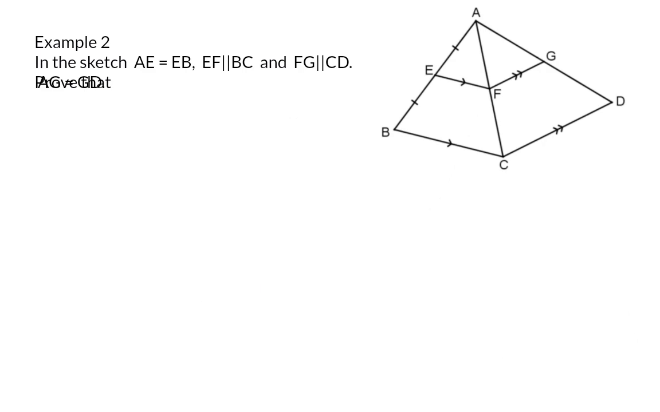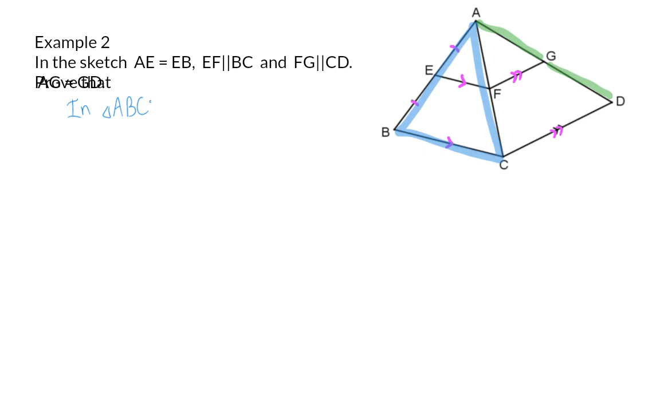Example 2. In the sketch, AE is equal to EB, EF is parallel to BC, and FG is parallel to CD. So here you can see that in the triangle on the left, triangle ABC, we have enough information to use the converse midpoint theorem. In the triangle on the right, we do have parallel lines, but not yet enough information for a theorem. So even though the question is to prove that AG is equal to GD, I'm going to start working in the triangle on the left.